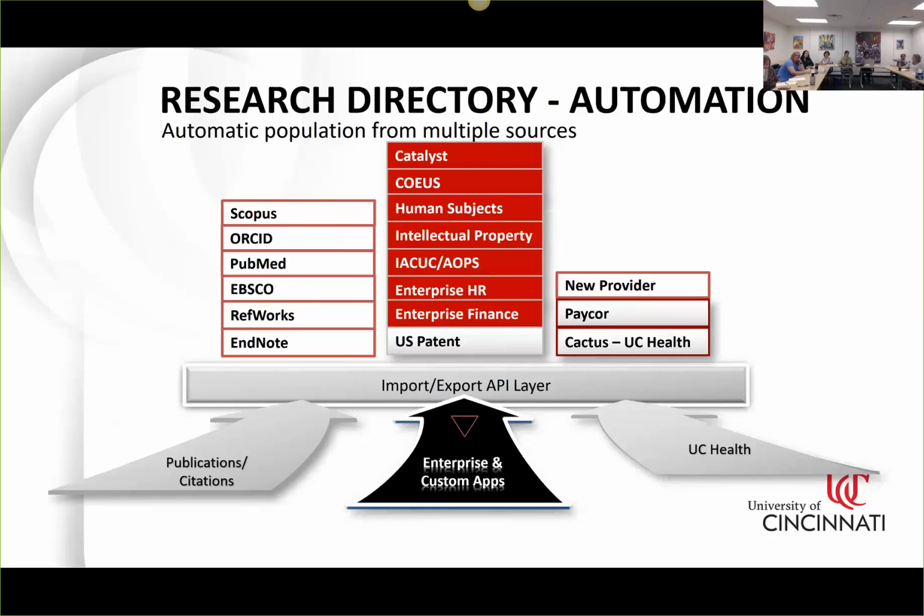So SCOPUS, we found, has been a great resource. ORCID, as you know, is extremely important. PubMed has been there for a very long time. We still support that, and there's a way for you to search for your publications and say, yes, this is me, and have that information imported into the system.